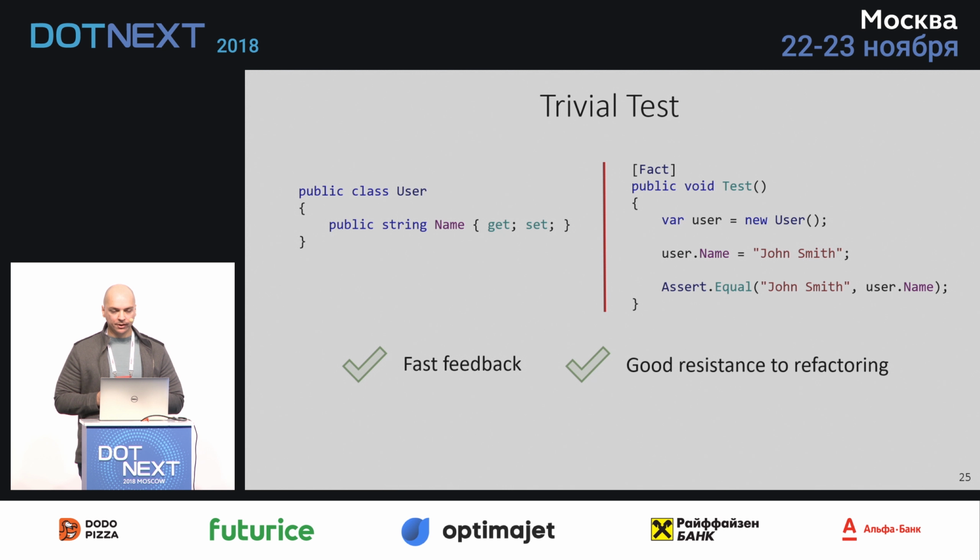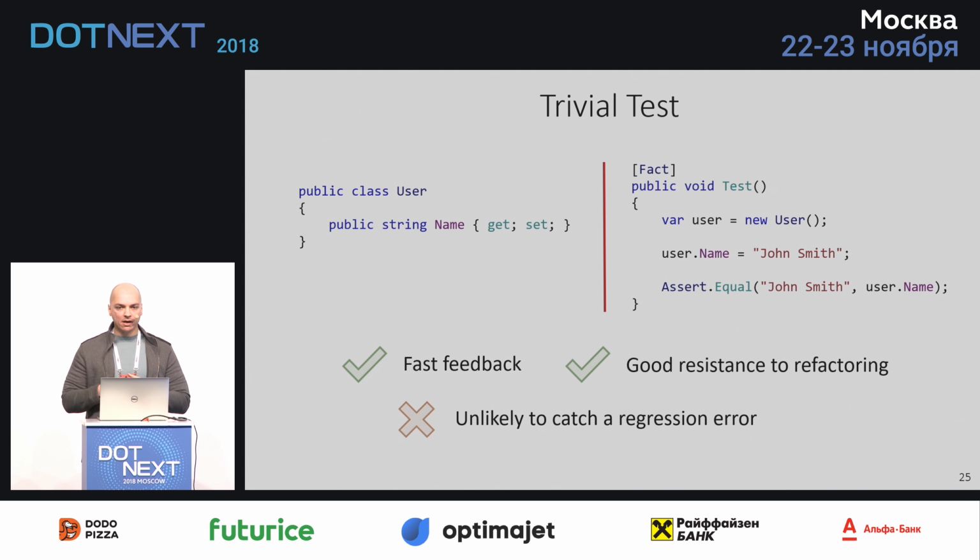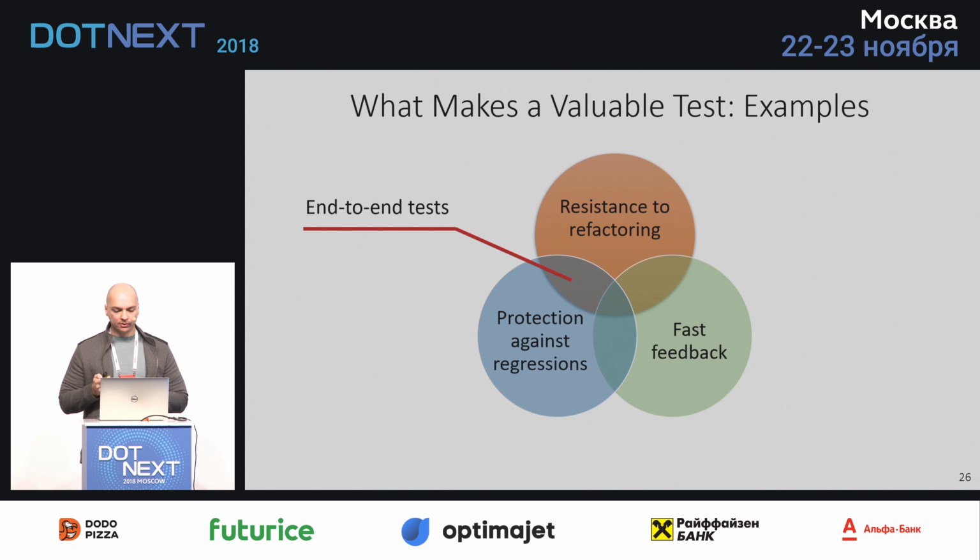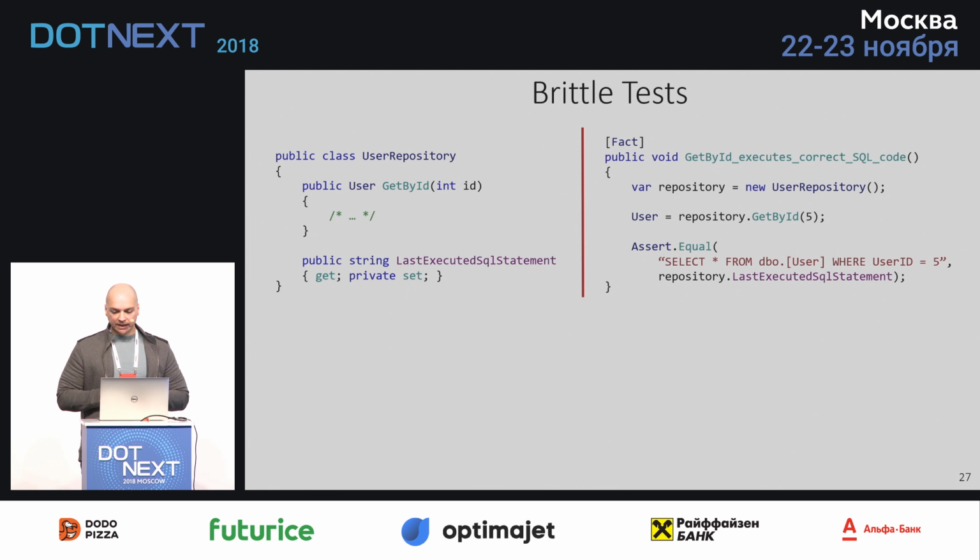And also, they have a fairly low chance of producing a false positive. So they have a good resistance to refactoring. But the problem with them is that they are unlikely to catch any regression error, just because the underlying code is too simple and there is nothing to break in there. So if we go back to our diagram, we can put trivial tests here into this intersection. They are fast, they have a good resistance to refactoring, but they don't provide you with a good protection against regressions.